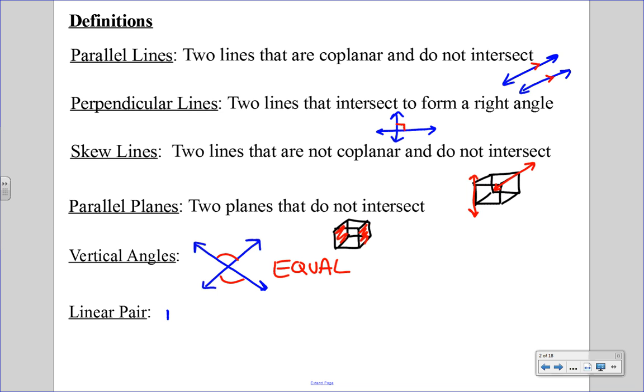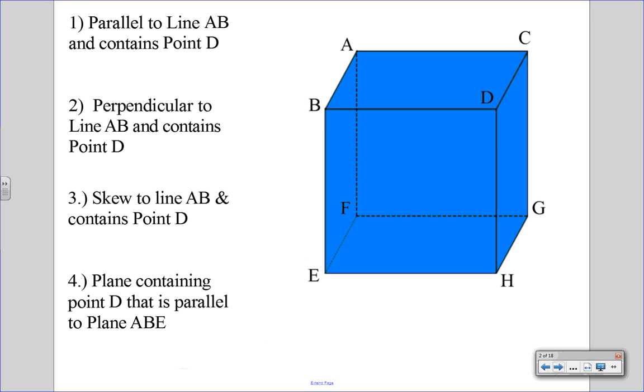If we have the same picture, a linear pair is right next to each other, and it forms 180 degrees. That's a linear pair, right next to each other, okay? So let's practice identifying these. First one says, find something that is parallel to line AB and contains point D. Well, something parallel to AB that has point D in it is line CD.